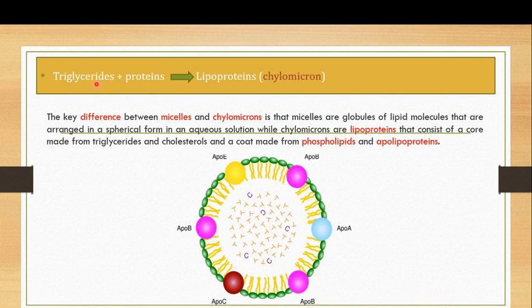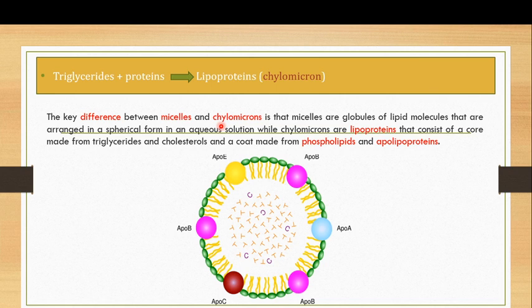Now the triglyceride, when it is made inside the enterocytes, which are actually the cells of the small intestine, is going to combine with proteins, thereby making a structure which is known as the lipoprotein. Sometimes it is also known as the chylomicron. So the first thing you need to understand is the difference between the micelles and the chylomicrons.